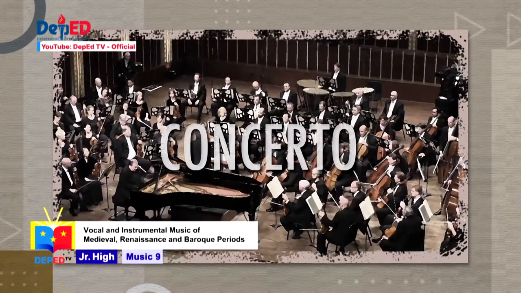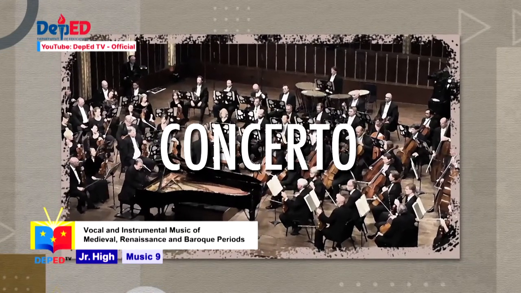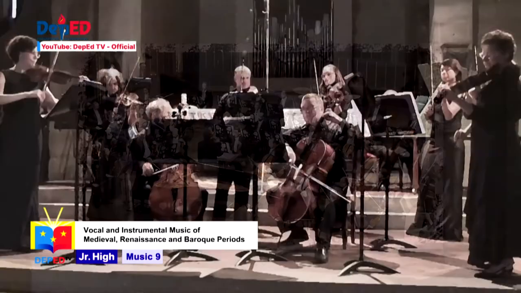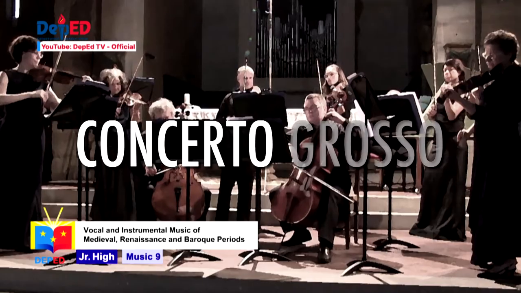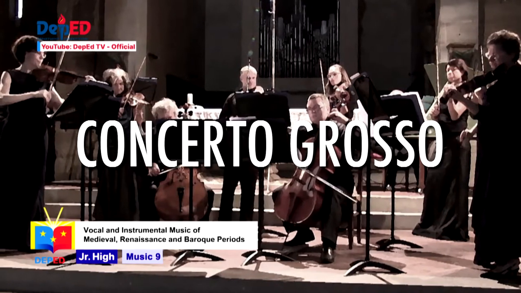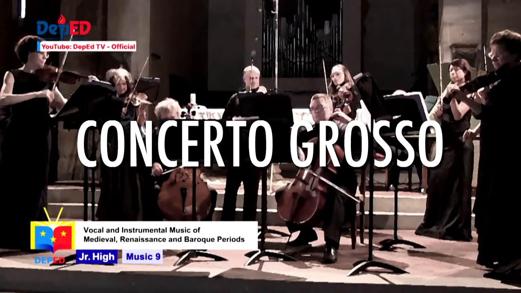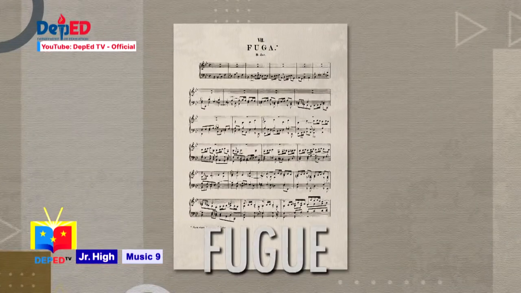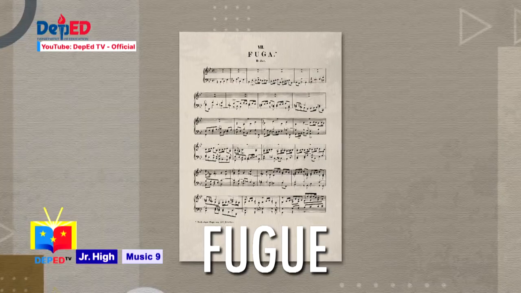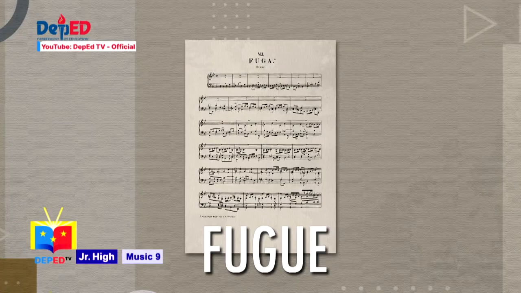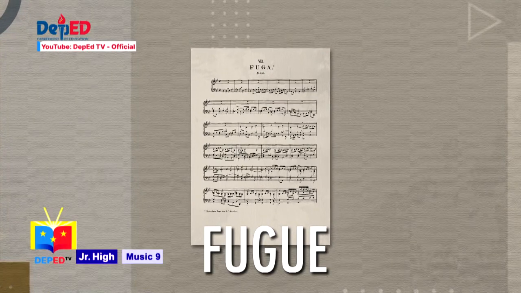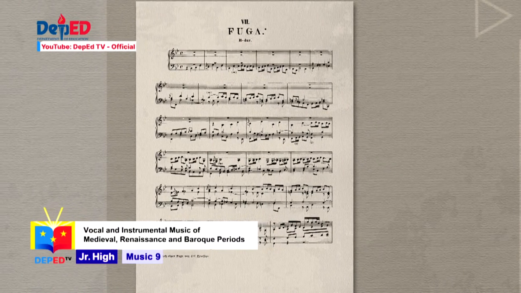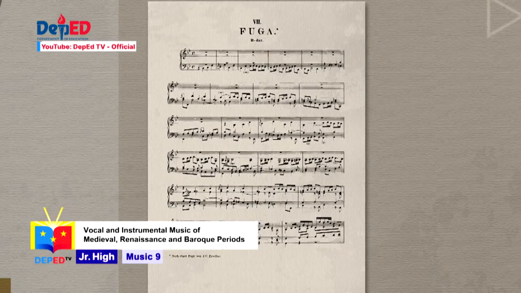A concerto is an orchestral music that employs a solo instrument accompanied by an orchestra. Meanwhile, in a concerto grosso, the musical material is passed between a small group of soloists and full orchestra. A fugue is a contrapuntal compositional technique in two or more voices, built on a subject that is introduced at the beginning in imitation and which recurs frequently in the course of the composition.